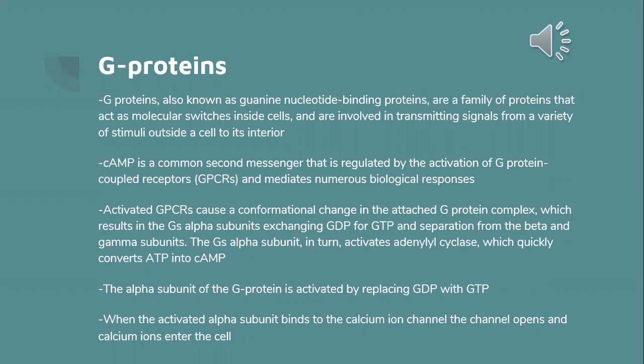The alpha subunit of the G protein is activated by replacing GDP with GTP. When the activated alpha subunit binds to the calcium ion channel, the channel opens. Calcium ions enter the cell.